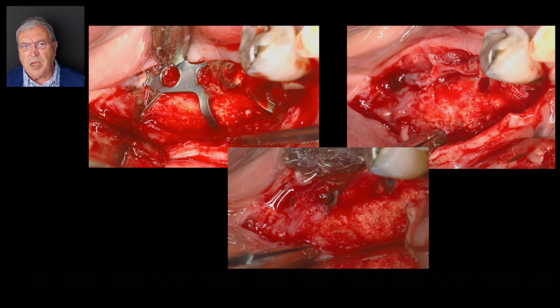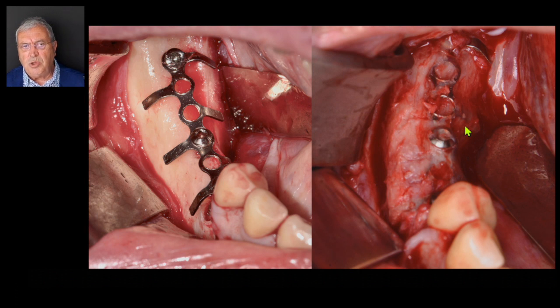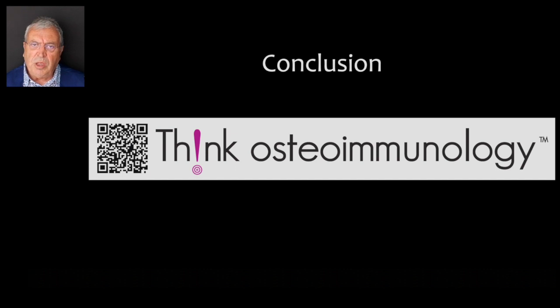Another case with the mesh and the spikes unit. This is a 3D augmentation, but it's very, very easy. So it's time to conclude. We need to think osteoimmunology from the morning to the evening, and from the evening to the morning, all the time.